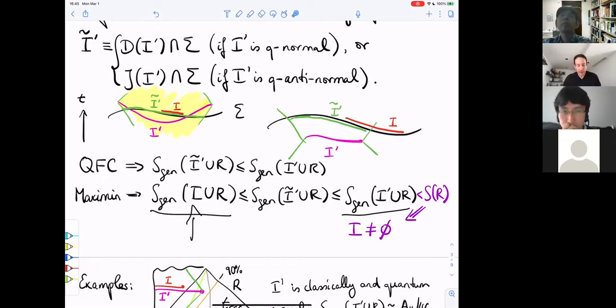Okay, now there's a nice conjecture which I'm also going to assume, which is by myself and Aaron Wall and a bunch of collaborators, called the quantum focusing conjecture, which is the analog of the classical focusing statement that the classical expansion of light rays cannot increase if the null energy condition holds. Well, this is supposed to be true even if the null energy condition doesn't hold, which it doesn't in quantum field theory.